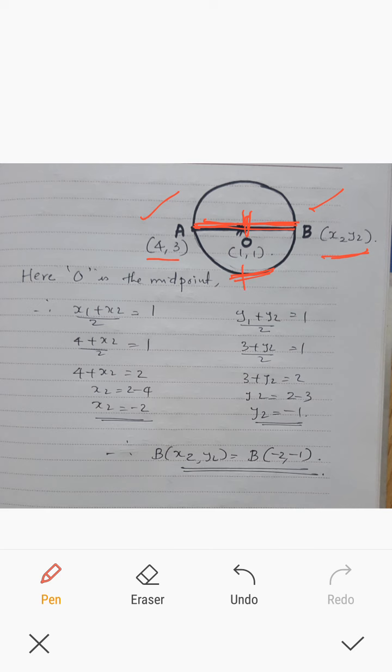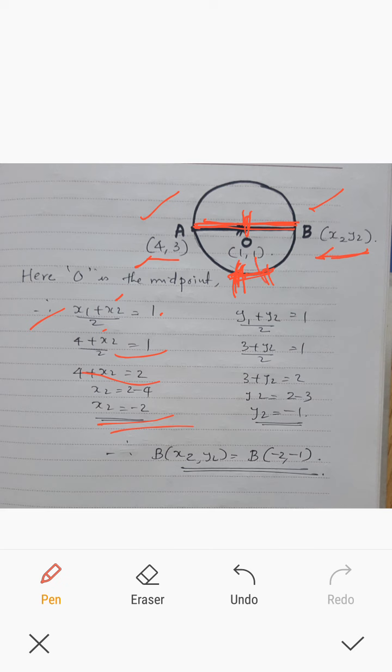So here what is 1? x1 plus x2 by 2 is 1 and y1 plus y2 by 2 is also 1. So using the formula, x1 plus x2 by 2 is 1, x1 is 4, x2 is not given, we have to find. So 4 plus x2 by 2 equal to 1, the x coordinate of the midpoint. Transposing 2, it is 2. So x2 equal to 2 minus 4, x2 equal to minus 2.